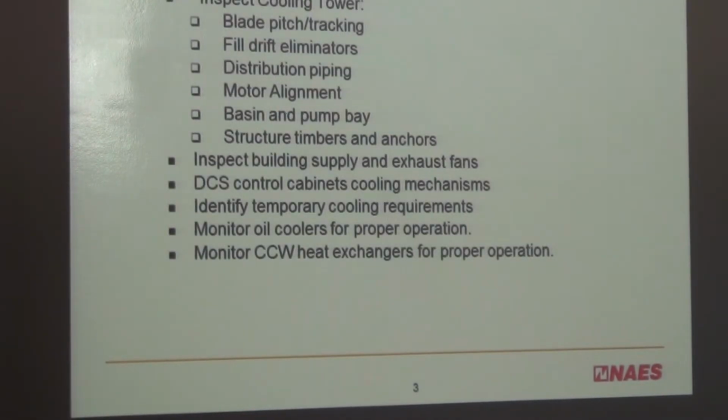The policy includes the inspection and verifying that the HVAC circuits are operational. That is done prior, probably was just done. The inspection of the cooling tower, which is done during the outages, includes blade pitch checks, fill, drift eliminators, distribution piping checks. Of course, you all know that we had some pluggage in the distribution piping, and I think the next outage we're going to go in and look a little more into the smaller piping. Of course, the motor alignments on the cooling tower fans, the basin and pump bay inspections, and structural timbers and anchor checks.